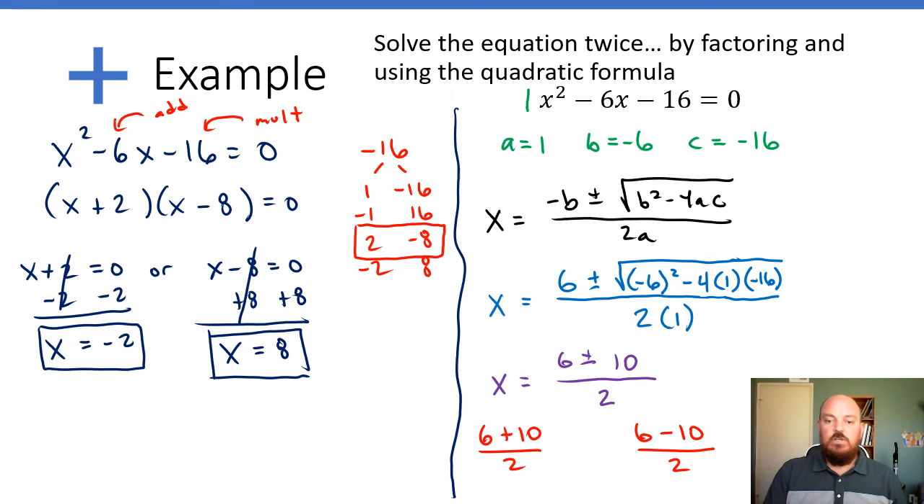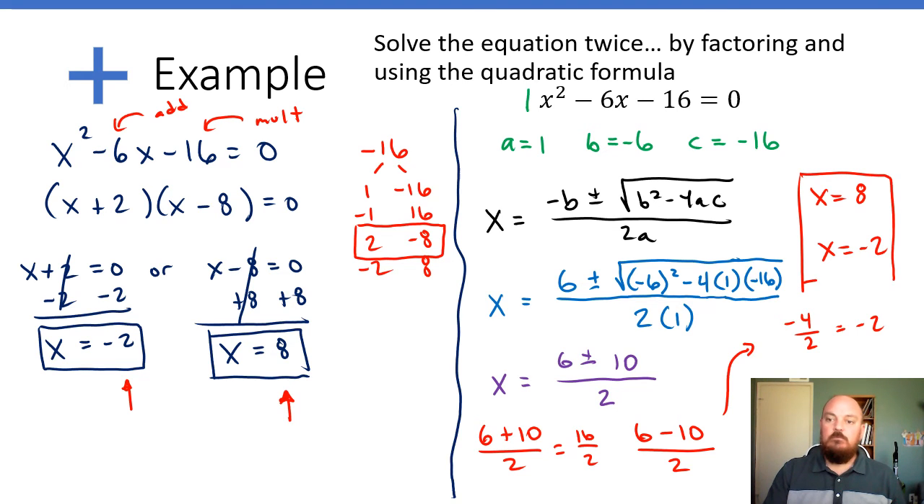So if we start doing the work here, the first one, 6 plus 10 is 16, and 16 divided by 2 is 8. So I get x equals 8 here. Now on the second one, 6 minus 10 is -4, and -4 divided by 2 is -2. We got the same answer twice. So you can see solving works both ways.